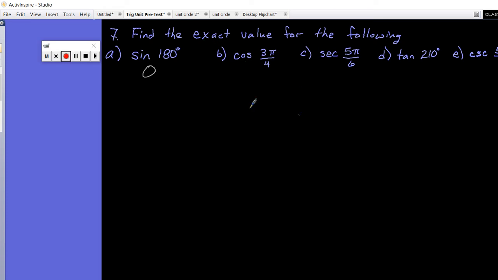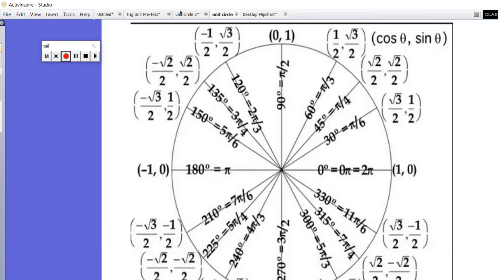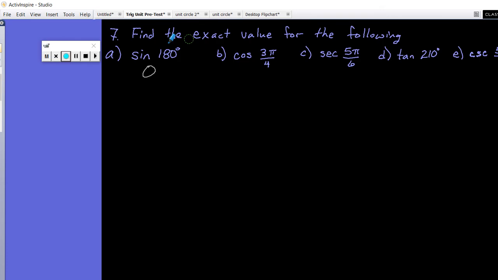Cosine of 3 pi fourths. So I find 3 pi fourths. There's my 3 pi fourths. The cosine is the first one. So my cosine value is negative square root of 2 over 2.